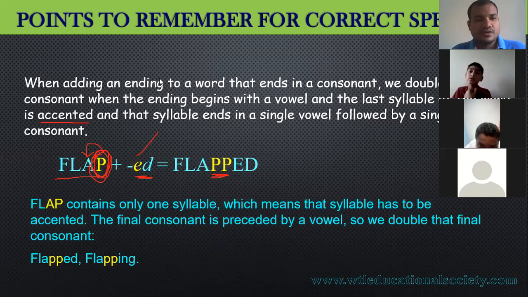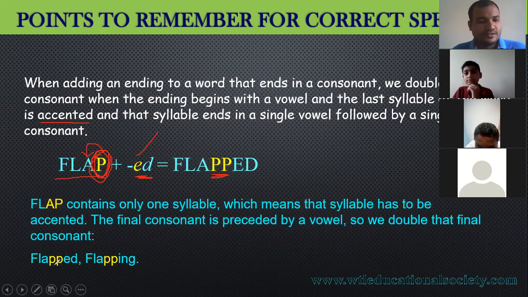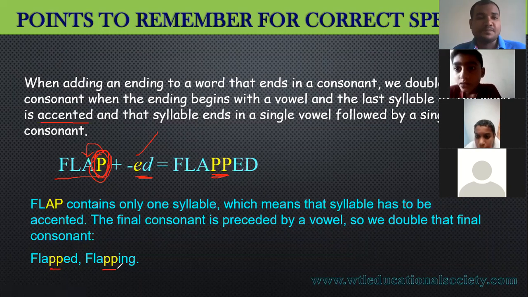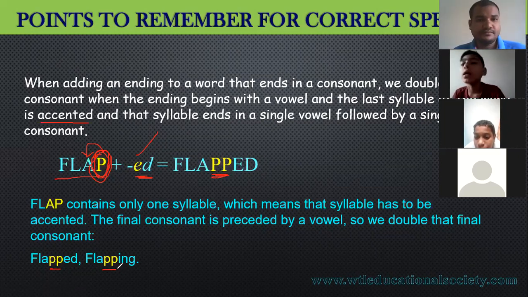Open syllable, closed syllable. So the final consonant is preceded by a vowel, so we double the final consonant. If we add ed or ing: flapped, flapping. Flap, flapping. Flapped. Yes. Next word, flapping. Very good. So is it clear?